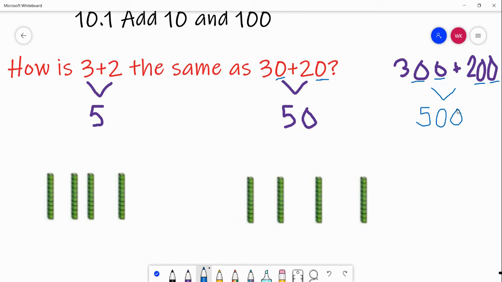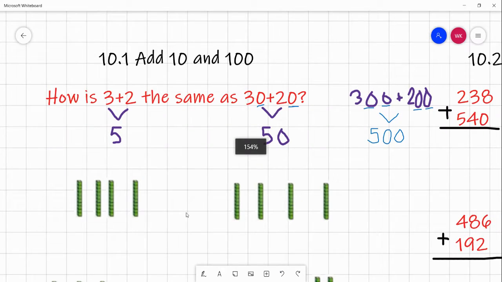I bet you if I asked you guys right now, what is 3,000 plus 2,000? All you do is the same thing. You add the same amount of zeros that are in your add-ins to your answer in these. So 3 plus 2 equals 5. 30 plus 20 equals 50. 300 plus 200 equals 500. So we are going to work a little with that.